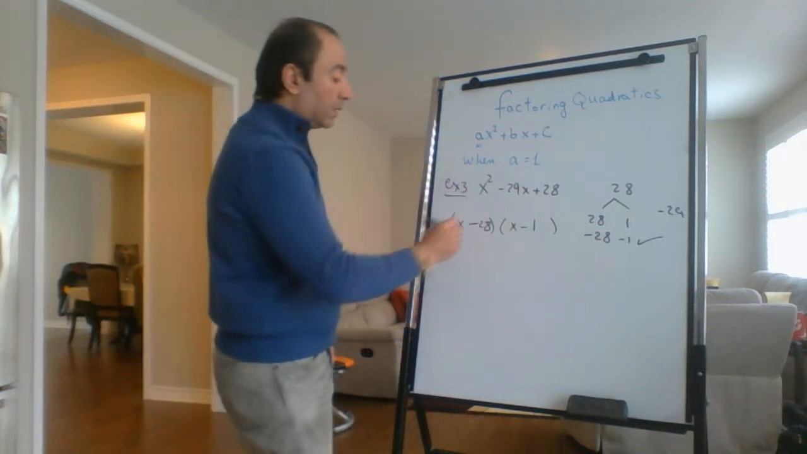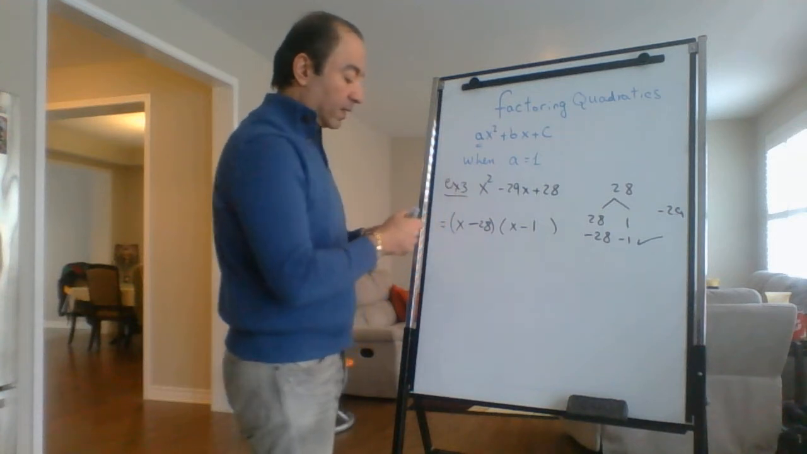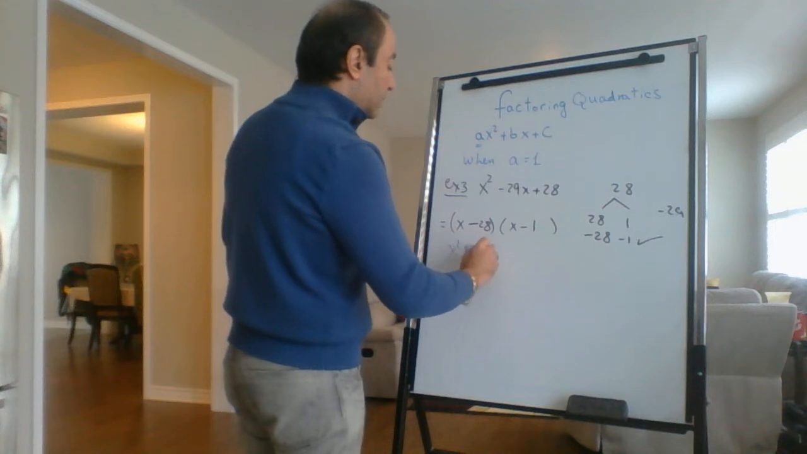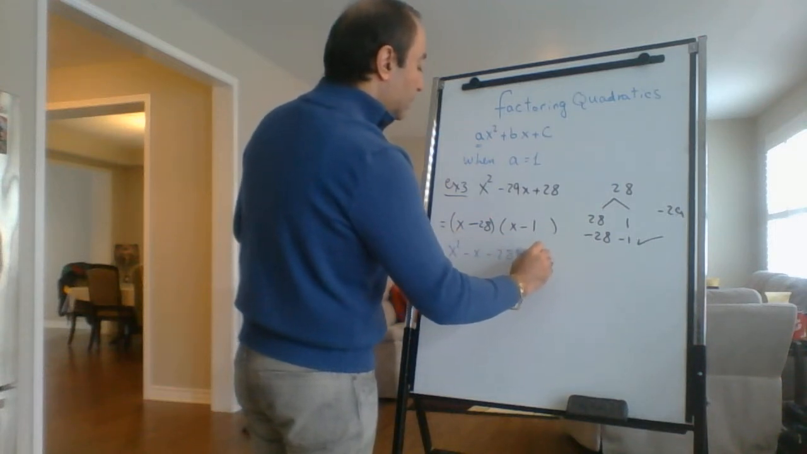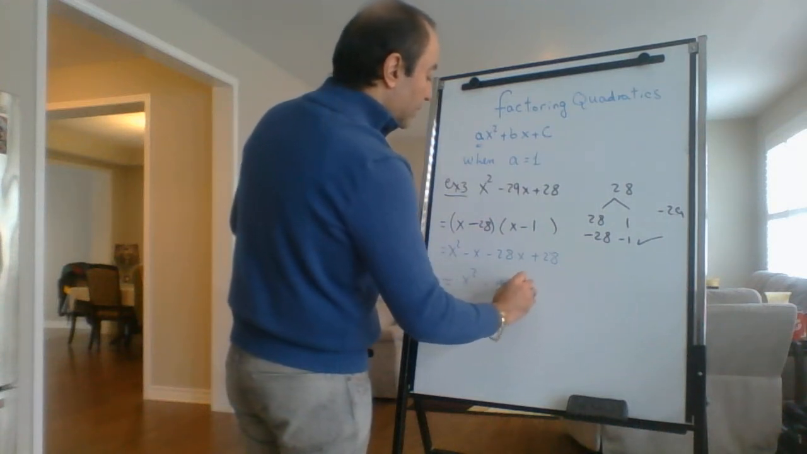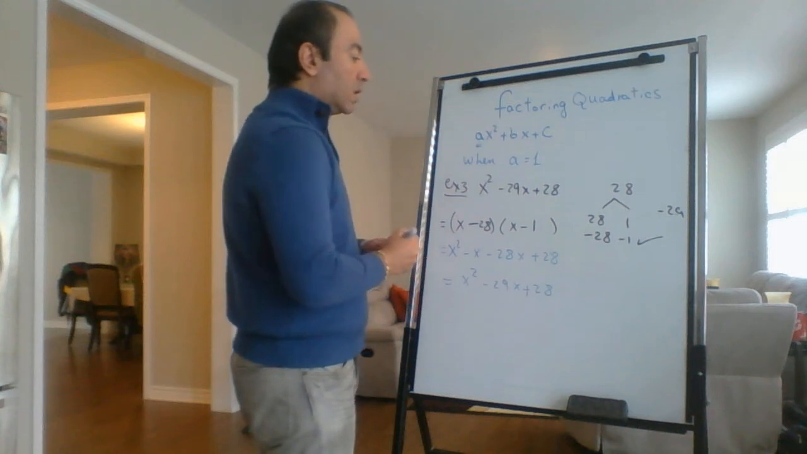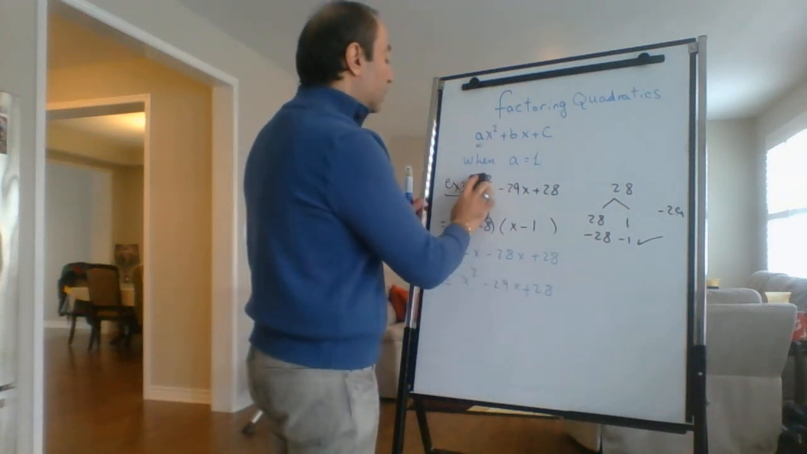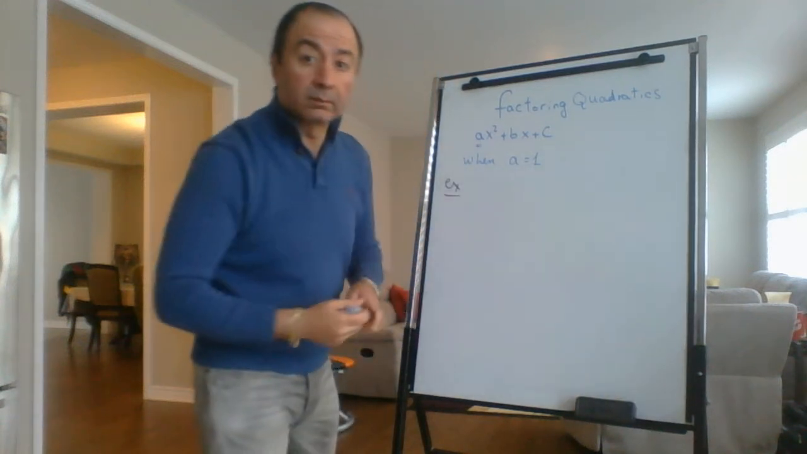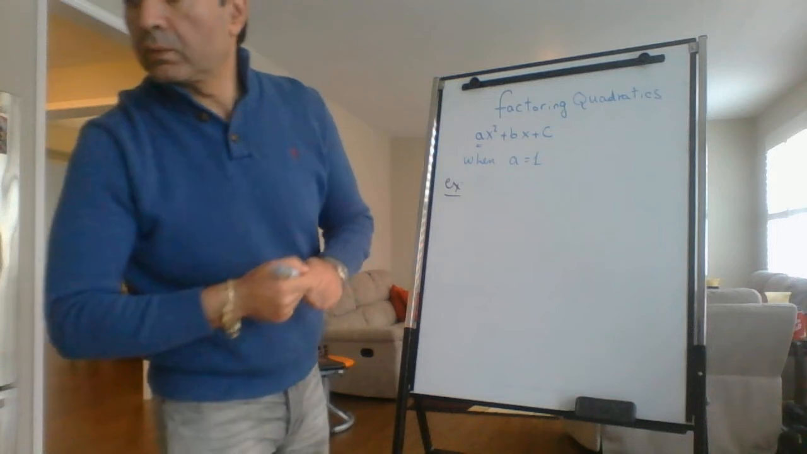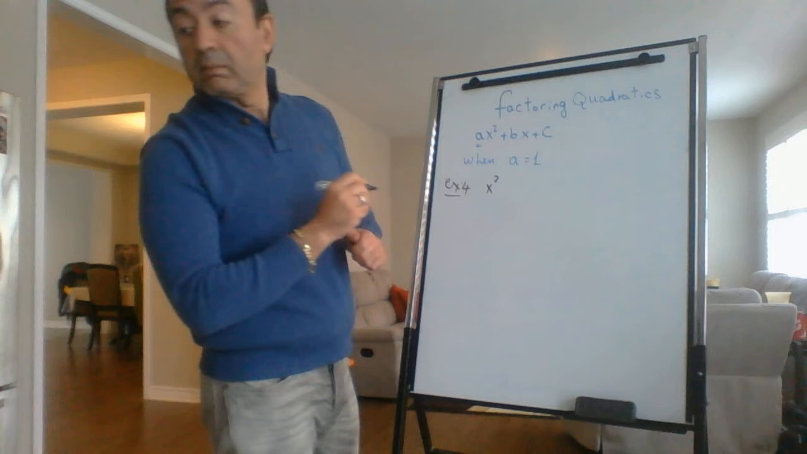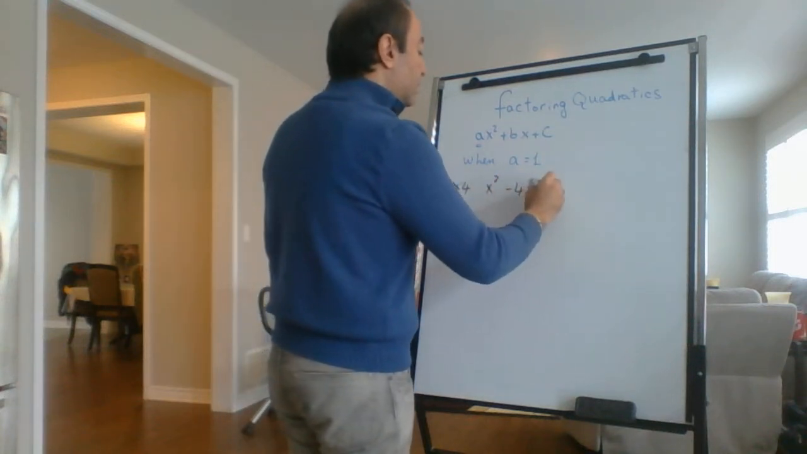Okay, if you FOIL, you will get this again, back again. If you FOIL, you will get x squared minus x minus 28x plus 28. Combine like terms: x squared minus 29x plus 28. Okay, so this is example 3. I want to do another example. Example 4: x squared minus 4x minus 21.